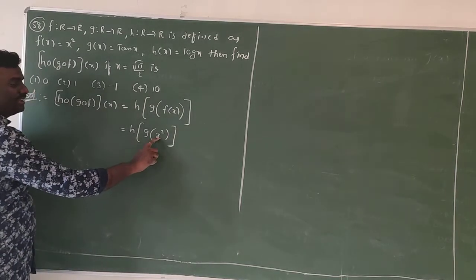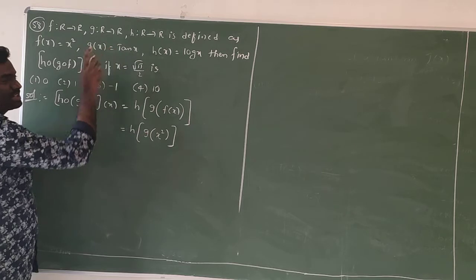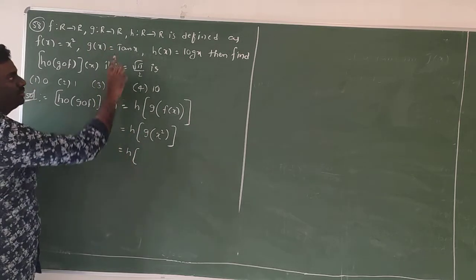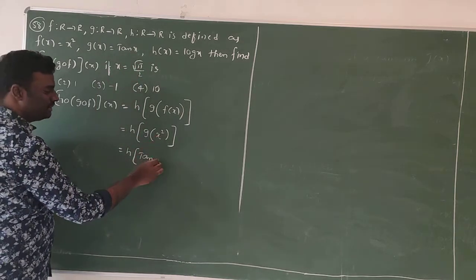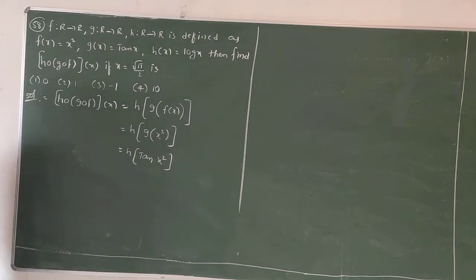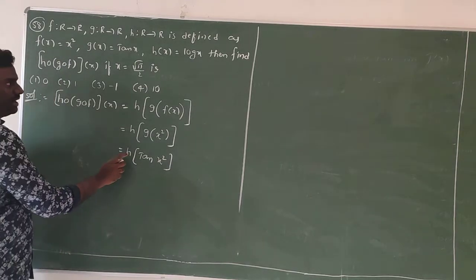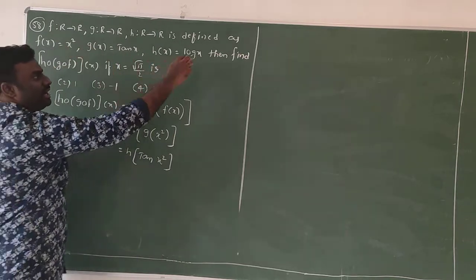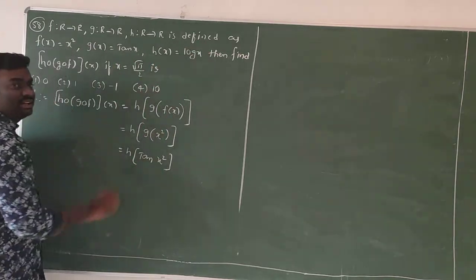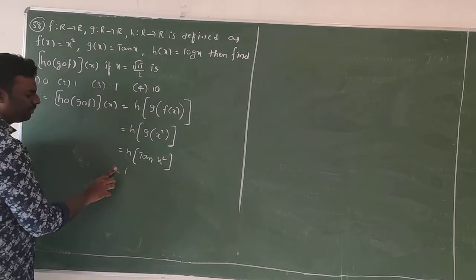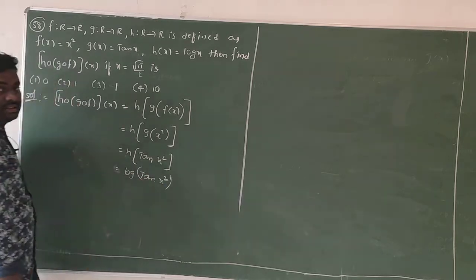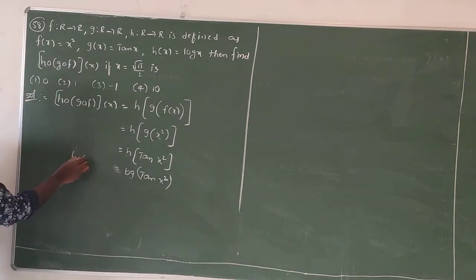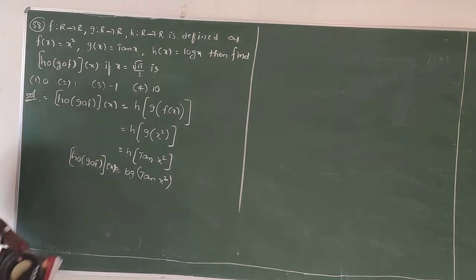Substitute this x square in the function g in place of x, that is nothing but h of tan. In place of the variable x we need to replace with x square. Now what is the function what we have? h. h is log x. In place of x we need to substitute tan x square, that equals to log tan x square.